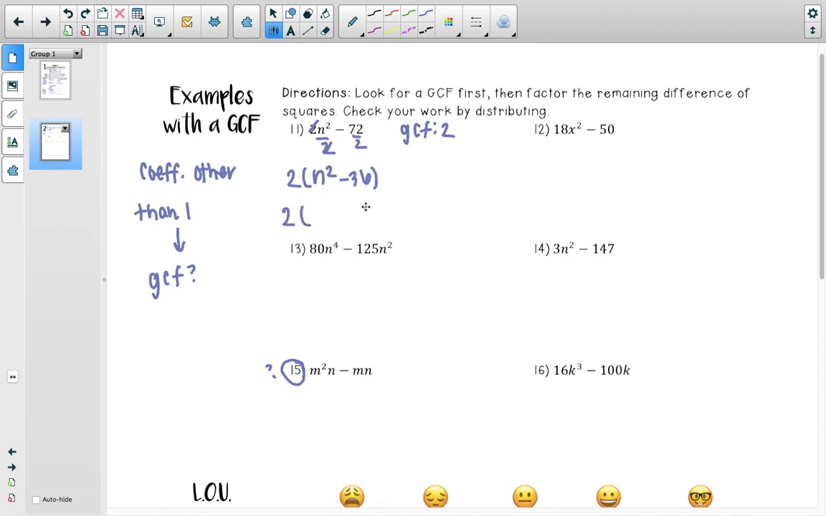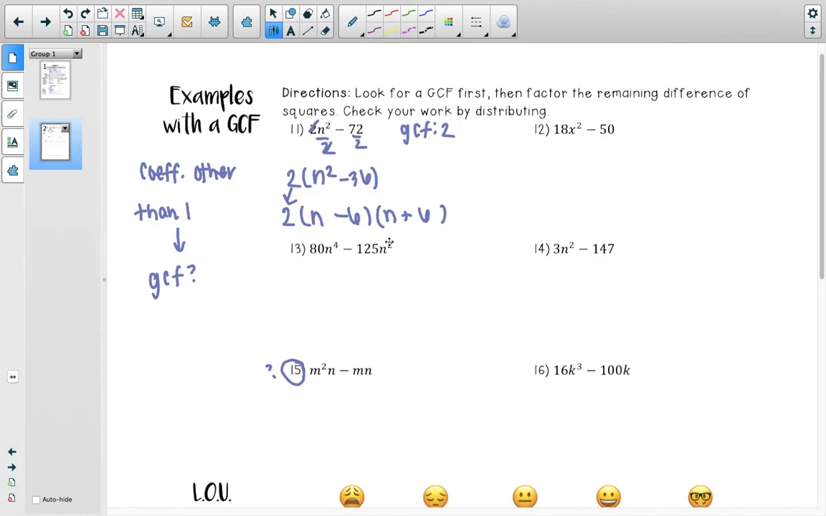Now this 2 just kind of follows along. I like to say it's like the third wheel in the situation. It just drops down. It's there, but it's not really doing a whole lot. So only focus on this factoring. Let the 2 just drop and keep going. So to factor this, you ask what's the square root of n squared, which is n, and the square root of 36 is 6. And that's your answer. Okay, so not too bad.